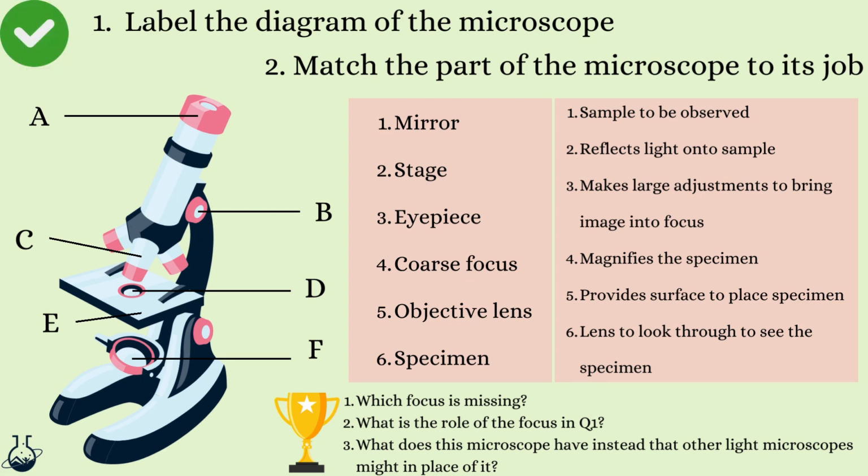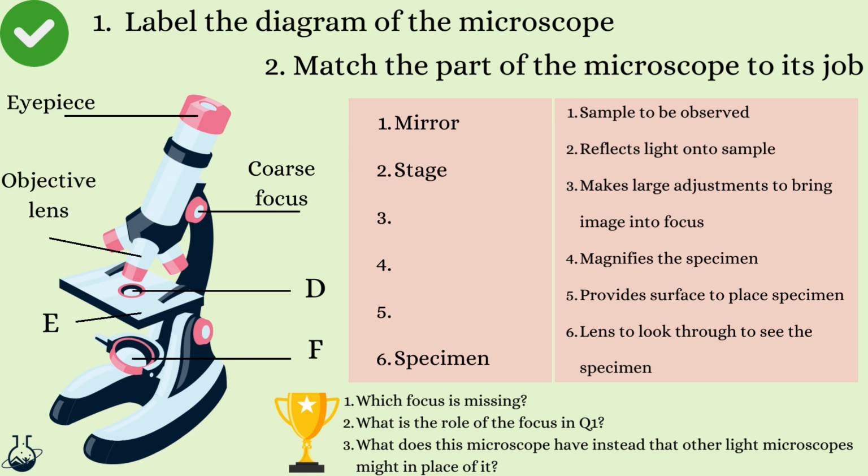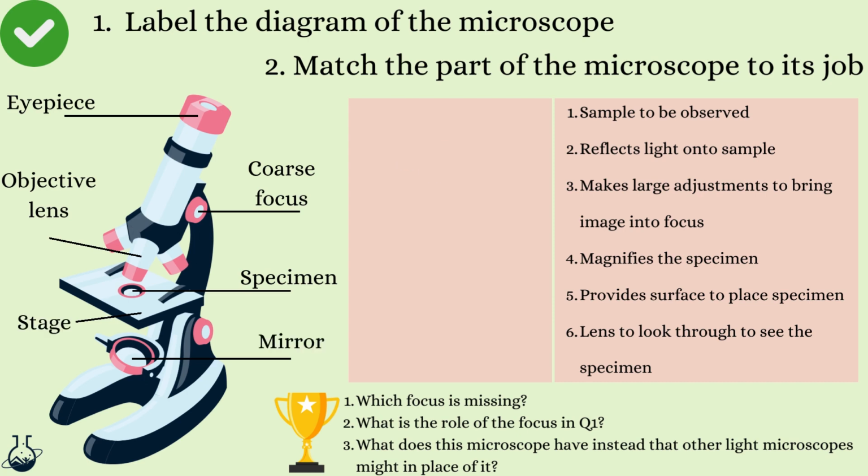Okay, let's go through the answers then. Mark your work as we go, and I will start from A. A is the eyepiece. B is the coarse focus. C is the objective lens. D is the specimen. E is the stage, and F is the mirror.